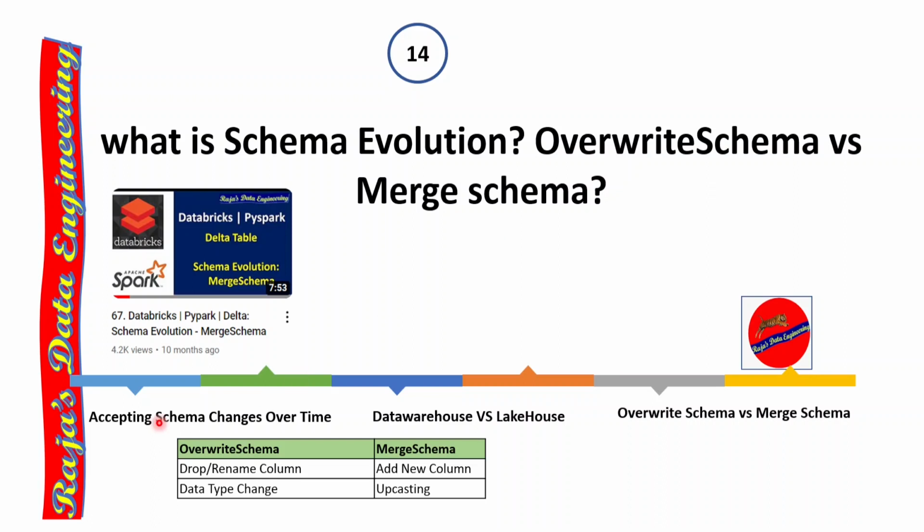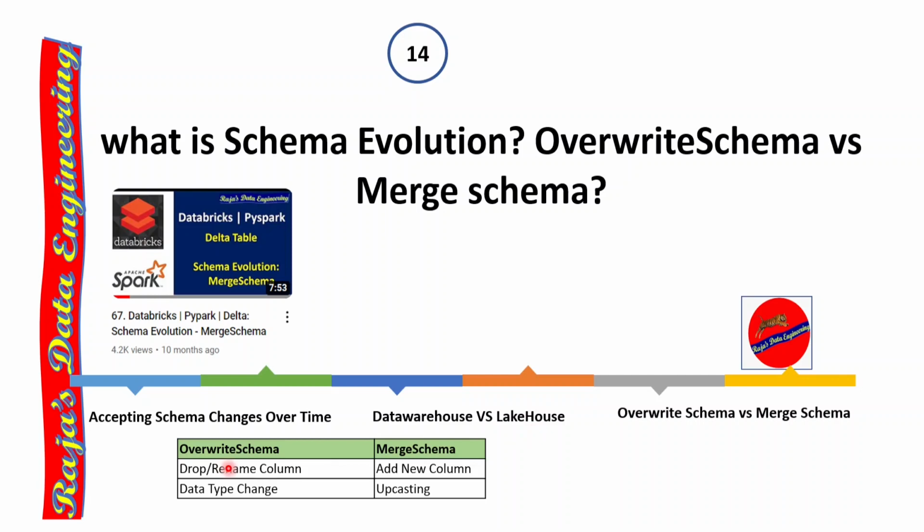Schema evolution is one of the features using which we can accept schema changes over time in Delta Lake. In a data warehouse, it is not possible to accept a different schema while writing the data. But this is an added feature available with Delta Lake or Lakehouse, using which we can dynamically accept a different schema.